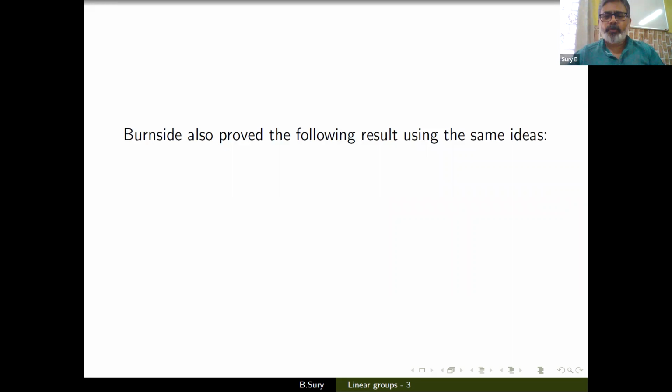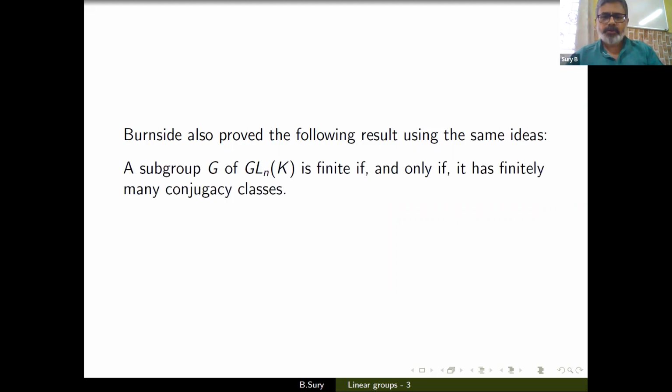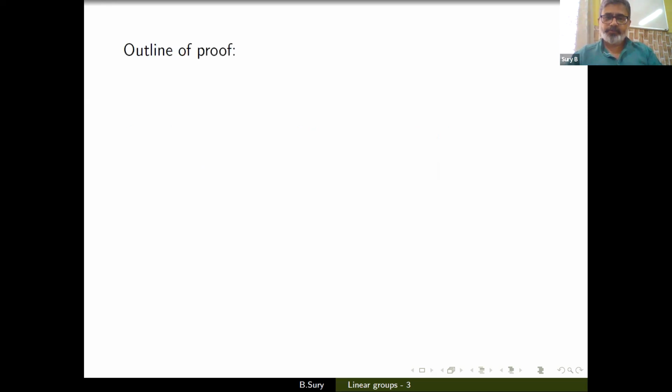So Bernstein also proved the following result. Only one result I'll mention, using the same ideas: a linear subgroup is finite if and only if it has finitely many conjugacy classes. It's really beautiful, such a neat looking result, and it's proved using the same set of ideas. The number of conjugacy classes is finite if and only if the group is finite. These things are not true in general. For linear groups, they are true.